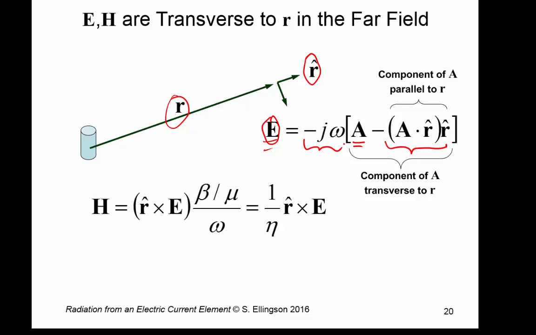To get H, we just invoke the plane wave relationship. We've already assumed that it's a uniform plane wave, at least locally, so we simply invoke the plane wave relationship to get H from E.